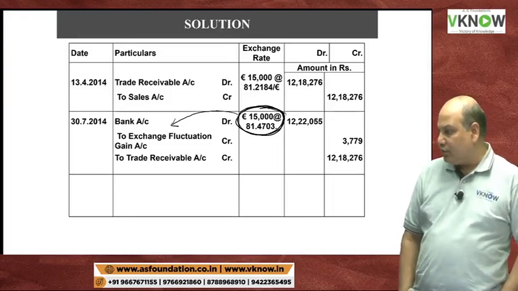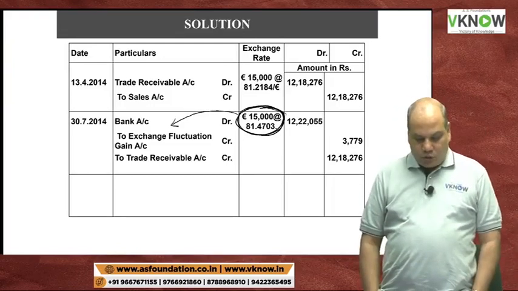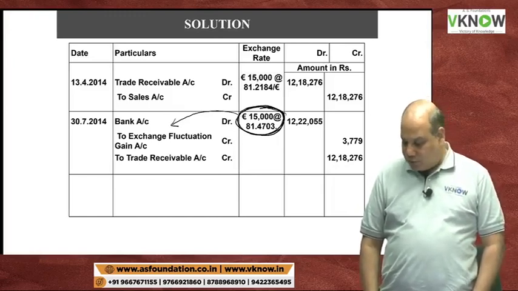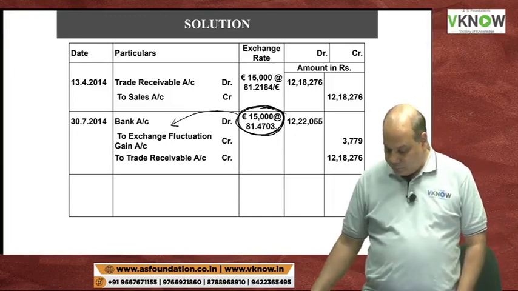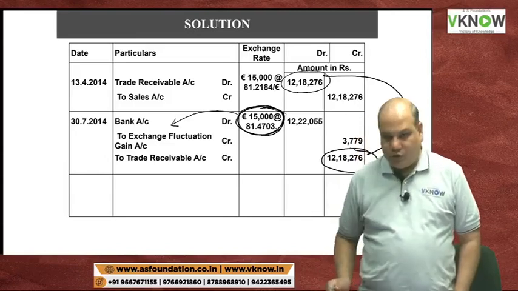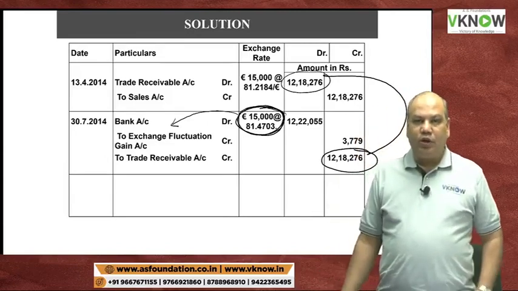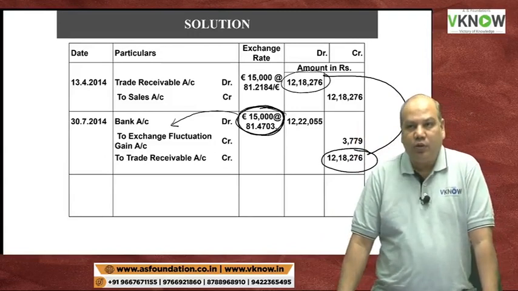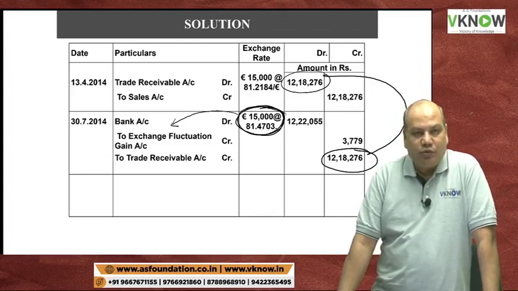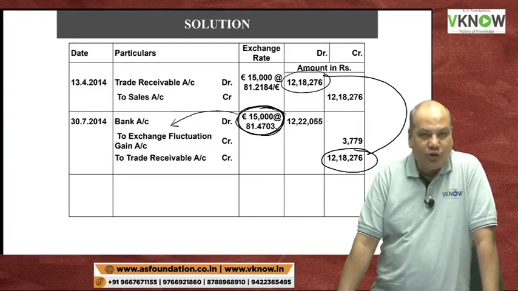Sakshi is right. Kostub is right. Sanket is right. Round off 3779 to trade receivable. In this example, we have made full collection. So therefore, we will write the full amount. Sometimes they will say that out of $15,000, only $6,000 was collected. Then I will do the calculation for $6,000 on the date of collection.